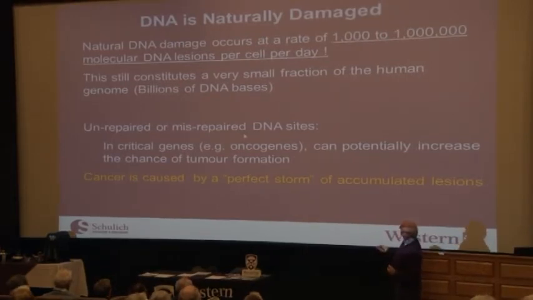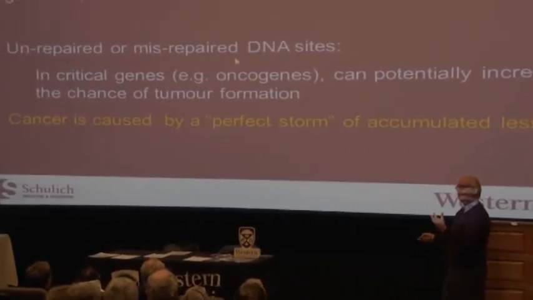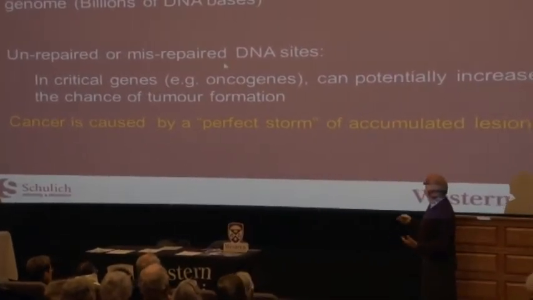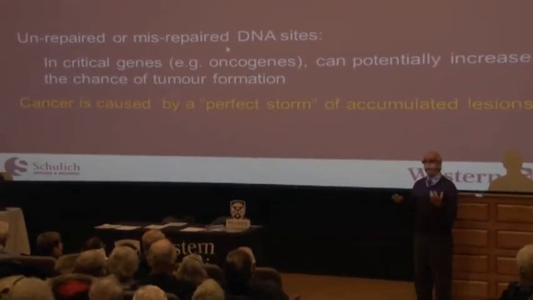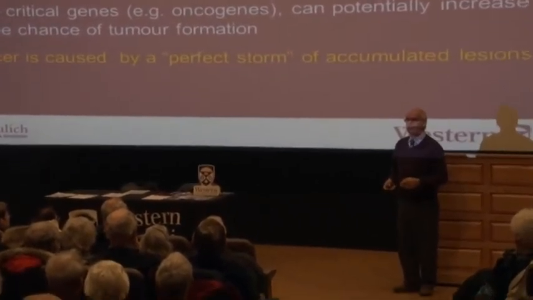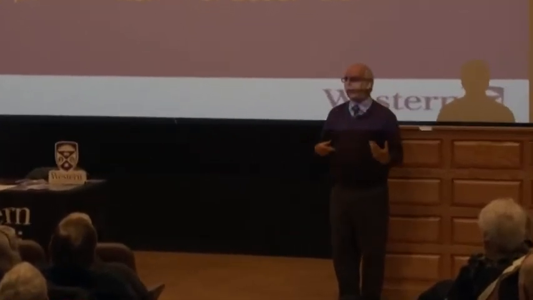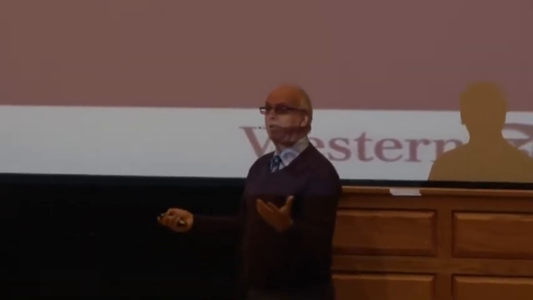So it's the unrepaired or misrepaired DNA that we have to worry about, especially in critical genes that are called oncogenes. These are the ones that can lead, down the stream, 10 or 15 years from now, to tumor formation. So cancer, this is my view, and I think a lot of people support it, is the perfect storm of accumulated DNA damage. What you eat, what you inhale, radiation, all of that breaks your DNA. The DNA is repaired, but there are certain magical combinations that, if they occur, cause a cell to turn into a cancerous cell. It takes time though, usually decades.